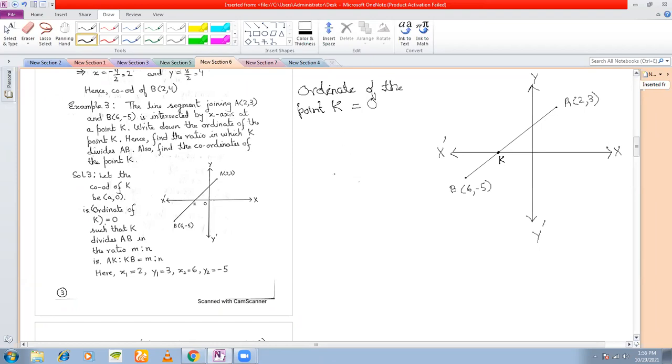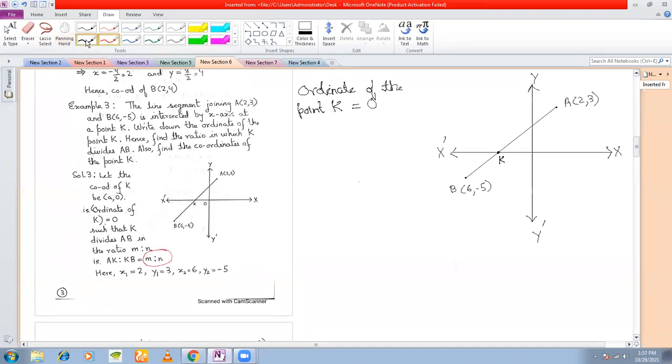Okay, now let's read the next part of the question. It states, hence find the ratio in which K divides AB. Also find the coordinates of K. Now you need to find the ratio in which K divides AB, which means you need to find AK is to KB. In the problem where I have solved, I have taken AK is to KB equal to m is to n.